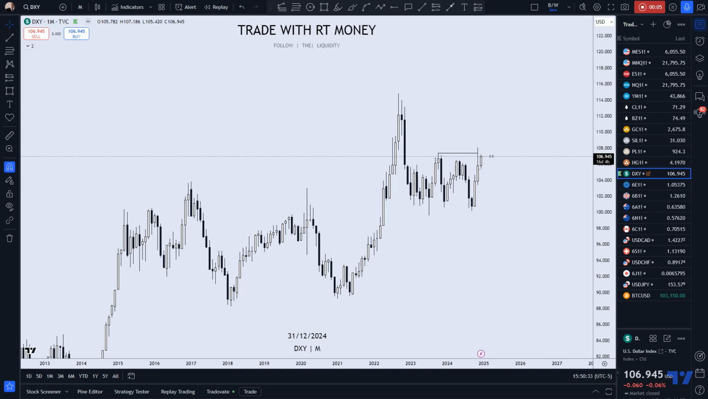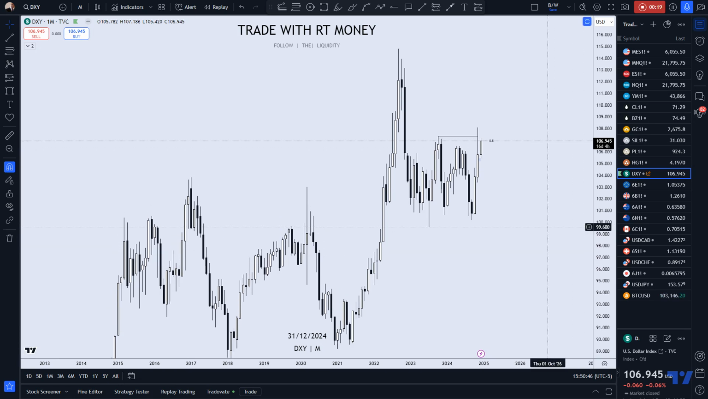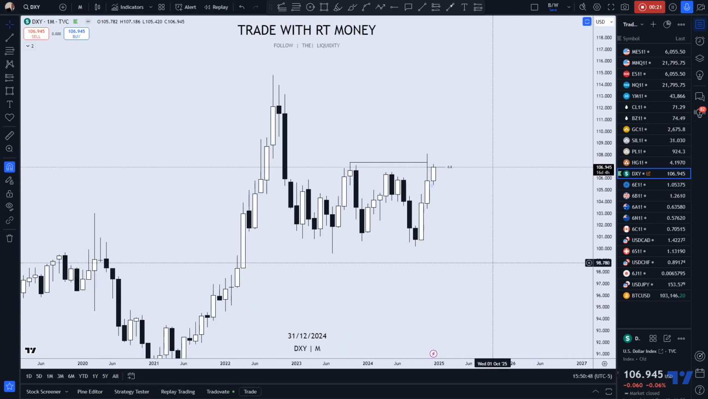We're going to look at the US dollar index. The US dollar is the most important asset of all of the ones that we trade because it affects every market. Every market. And that's enough of that. Let's just go. Let's start here.